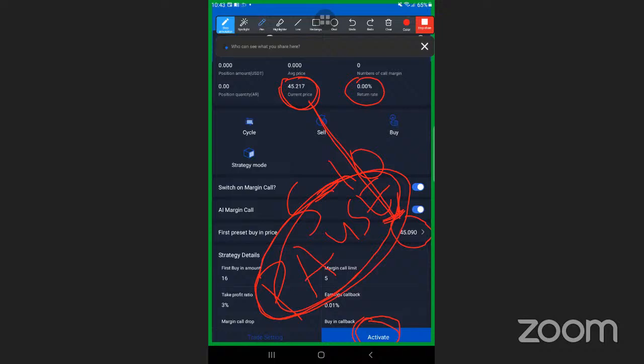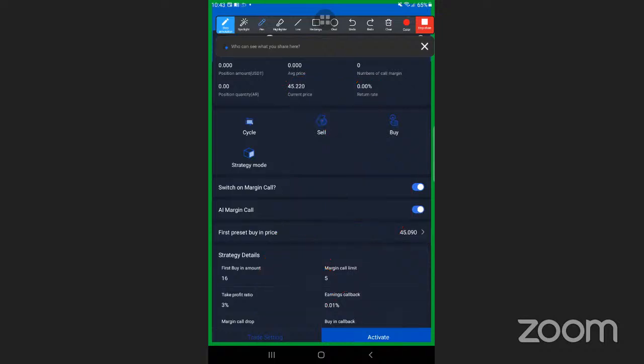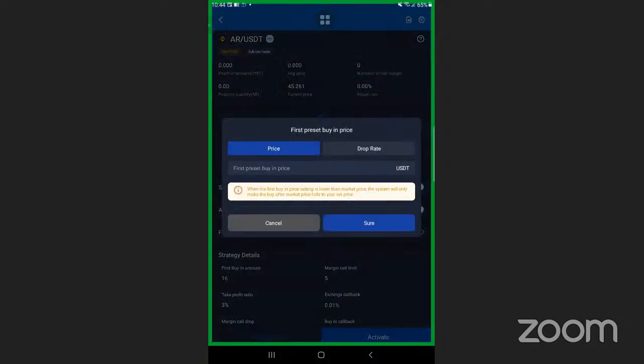When you tap on pause, before you leave the page, come here and remove the preset price. Why do you remove the preset price? Next time, when the same signal is given, if you do not remove the first preset price, when you are setting it up you are going to see that the preset price is still there. So after you have tapped on pause, come and tap on first preset buy-in price, just like that. It's going to be like this.